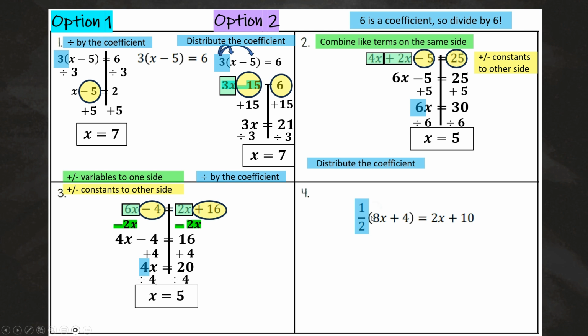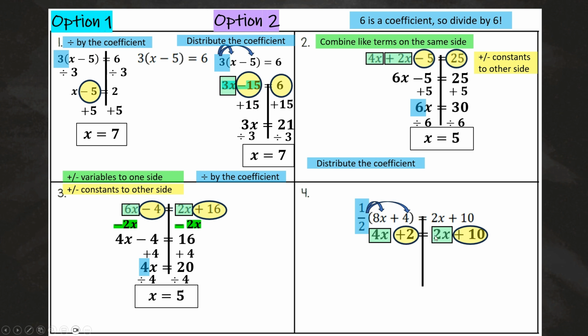So 1/2 multiplied times 8x is going to give me 4x, and 1/2 multiplied times 4 is going to give me 2. Then I still have the 2x plus 10. So now once I've distributed or gotten rid of the coefficient in the parentheses, that's when I can box my variables and circle my constants.